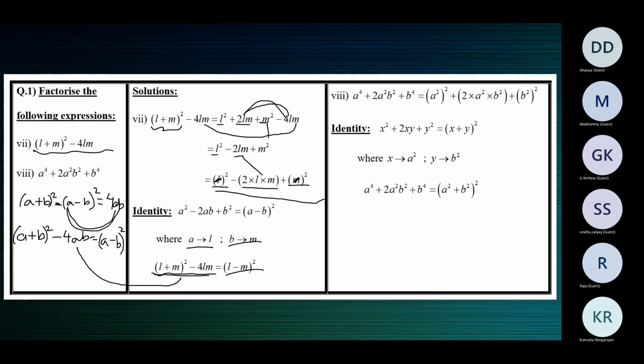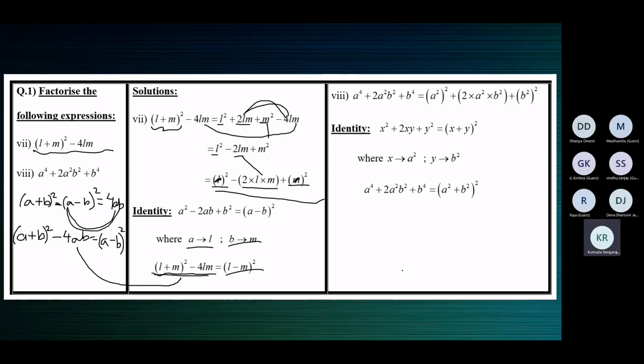Let's wait for 2 minutes. Just go through the solution for the 7th one and also the identity which we just discussed, and make a note of the identity.